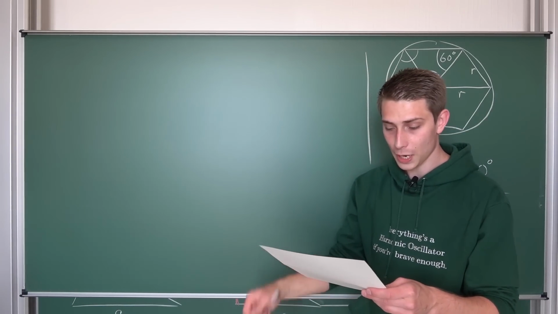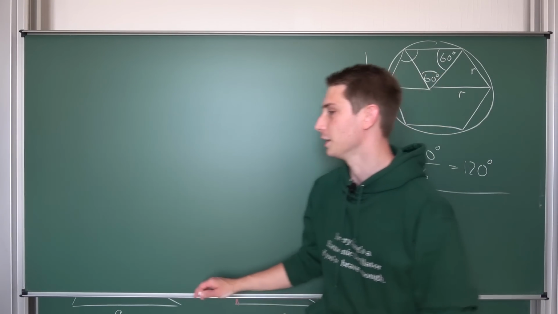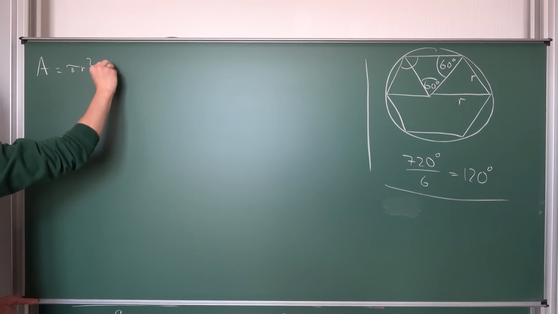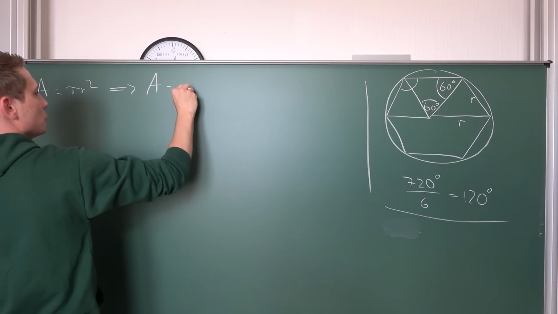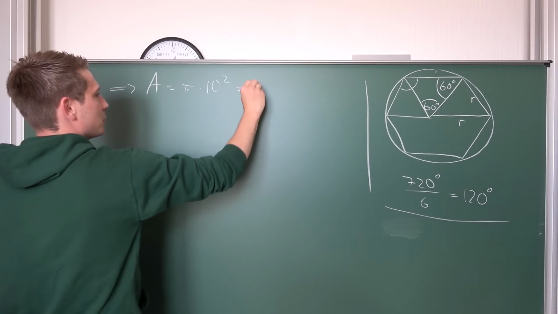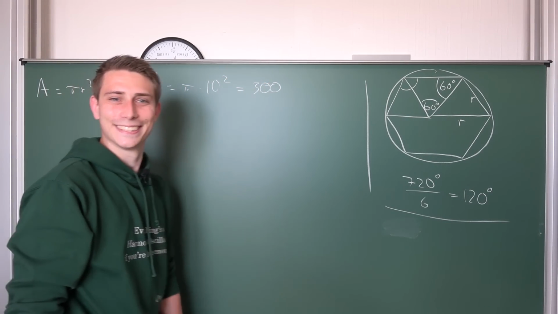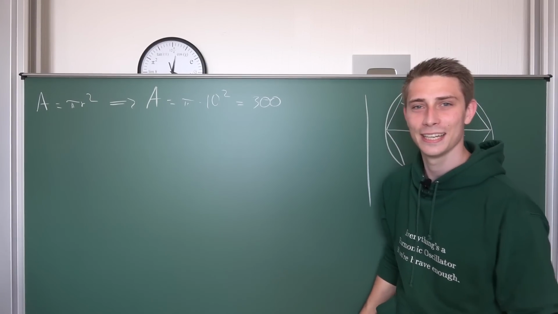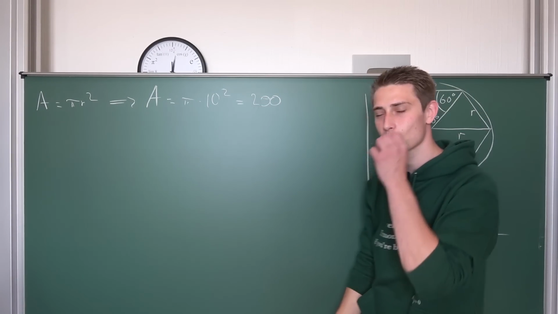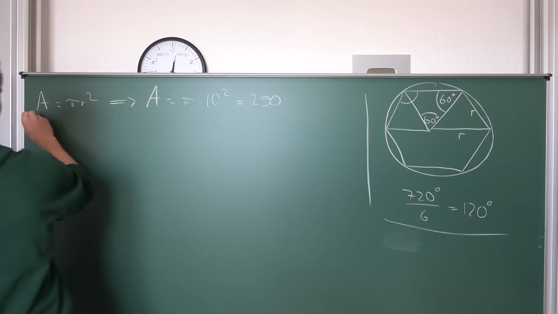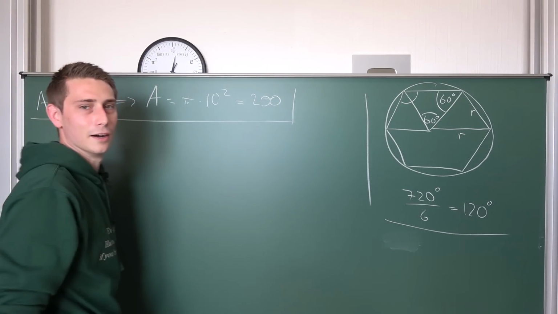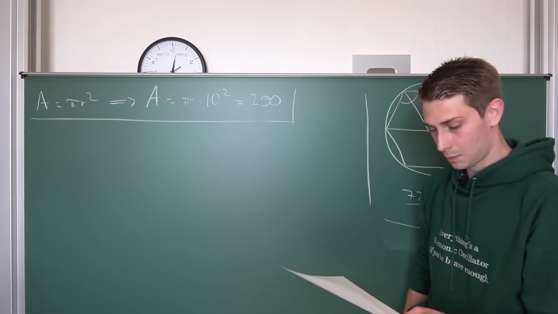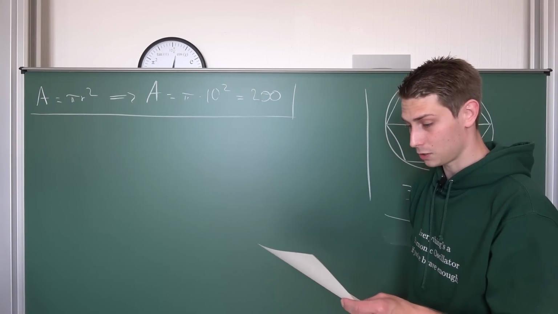Next up, the radius of a circle equals 10. Find its area. Are you kidding me? So area of a circle is pi r squared, meaning overall the area is equal to pi times 10 squared is equal to 300. 300, you get it, pi is equal to 3, or you can also say 200, I don't care. Okay, this was easy. No, it's more like 314, I'm terribly sorry.